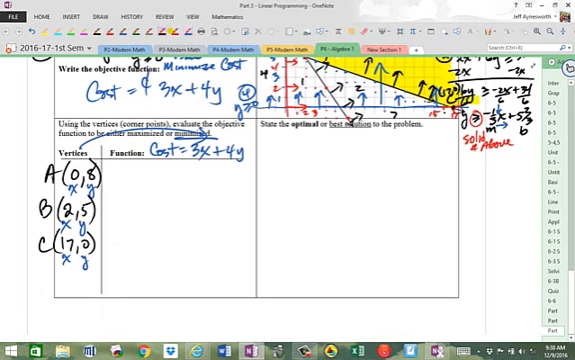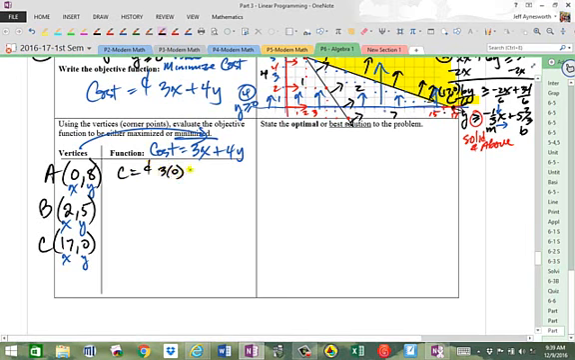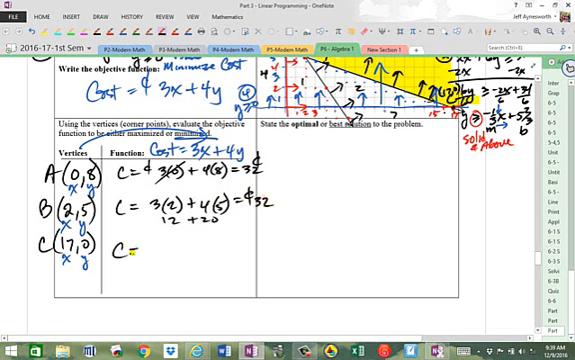You want a low cost and high profit or income. Remember that in business. So the cost here is going to be equal to, oh, these are in cents, not dollars. So let me erase that, cents. So 3 times 0 plus 4 times 8. That's 32 cents. The cost here is going to be 3 times 2 plus 4 times 5. And here the cost is going to be 3 times 17 plus 4 times 0. That's 51 cents.